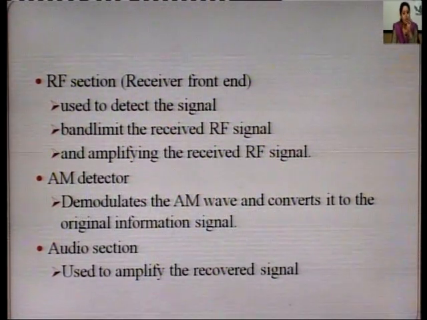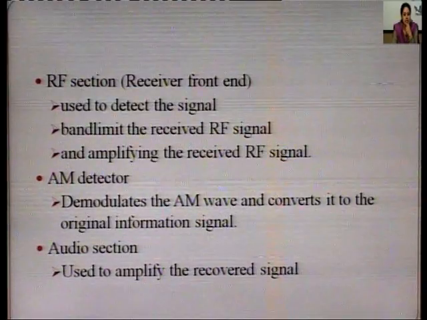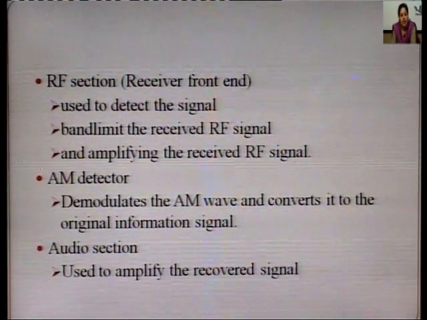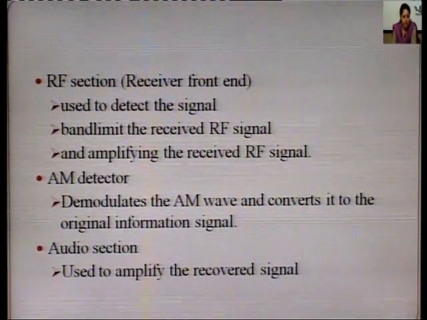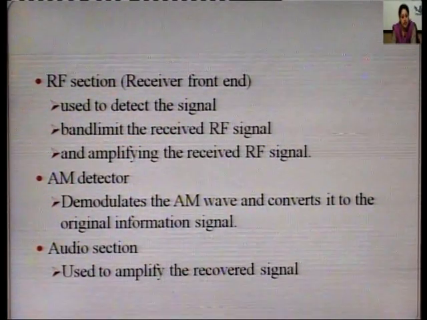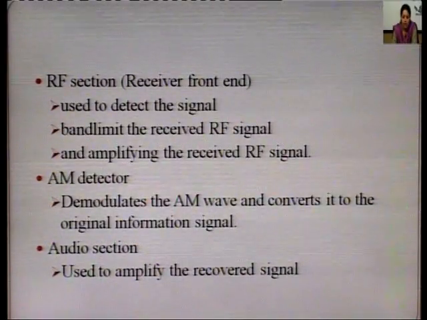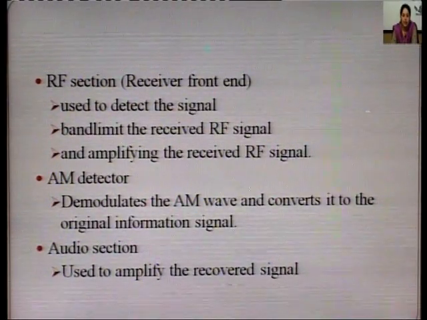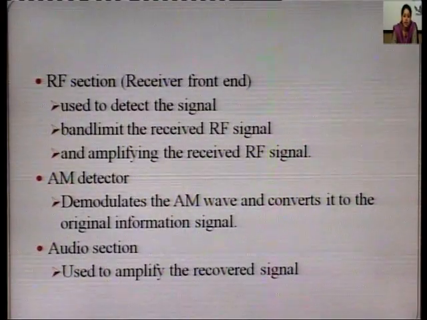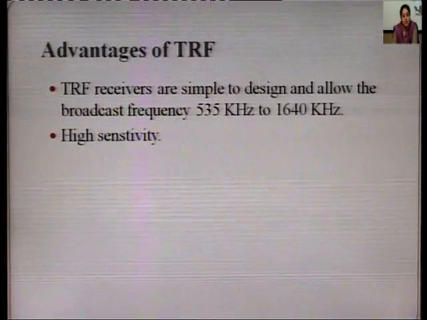So what are the various sections performing? We have a brief introduction. The RF section is the receiver front end, and it is used to detect the signal. After the signal has been detected, it band limits the received RF signal and amplifies it. The detector demodulates the AM wave and converts it to the original information signal. After that, it is given to the audio section, which is used to amplify.